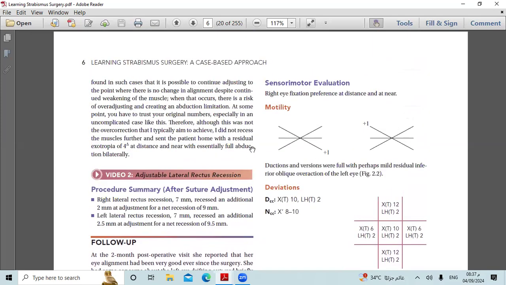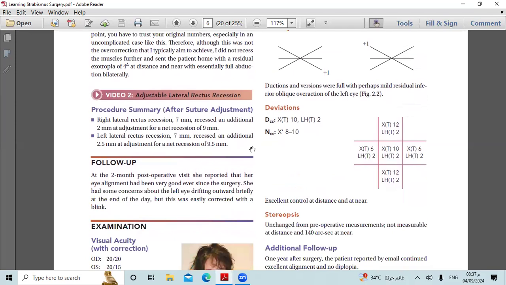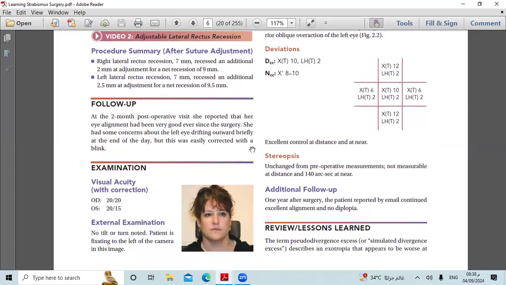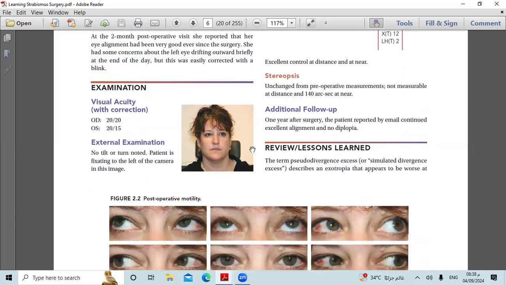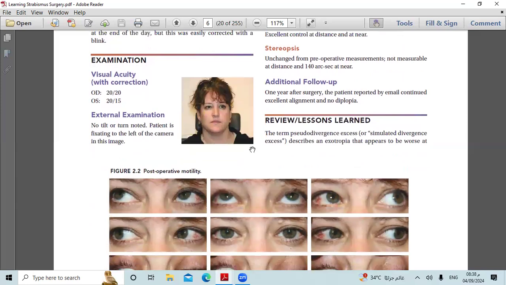Sensory motor evaluation: right eye fixation preference at distance and at near. Motility: ductions and versions were full, with perhaps mild residual inferior oblique overaction of the left eye. Deviations: distance corrected, intermittent exotropia 10, left hypertropia intermittent 2. Near corrected, deviation was exophoria of 8 to 10 degrees. Excellent control at distance and at near. Stereopsis unchanged from preoperative measurements, not measurable at distance and 140 arc seconds at near. Additional follow-up: 1 year after surgery, the patient reported by email continued excellent alignment and no diplopia.